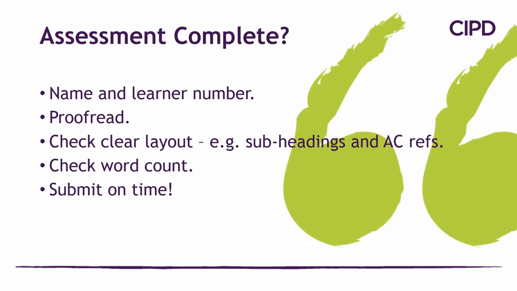Couple of admin things though just to think about, and they are that, have you added your name and learner number? Is it clear on your assignment who you are and who wrote the assignment? Your name and learner number should be there. Have you proofread the assignment? Have you provided a clear layout, back to those subheadings and AC refs? Have you complied with word count? So just check it before you finish. And finally, and this is particularly important, make sure you submit your assignment on time.